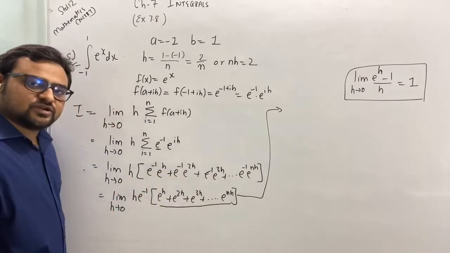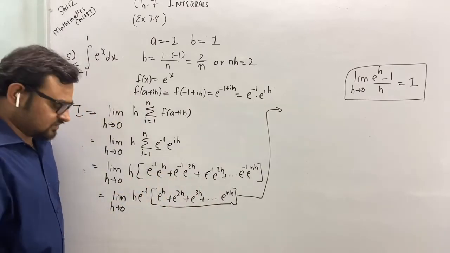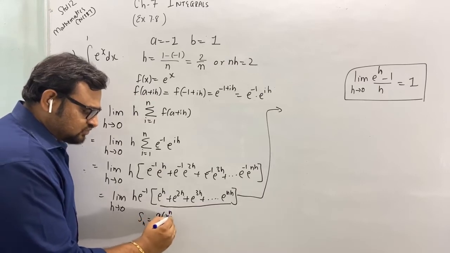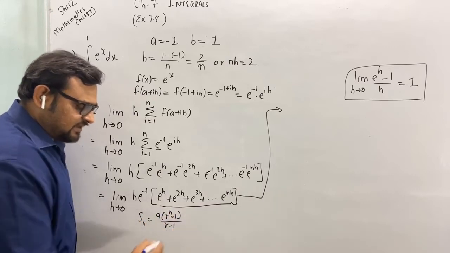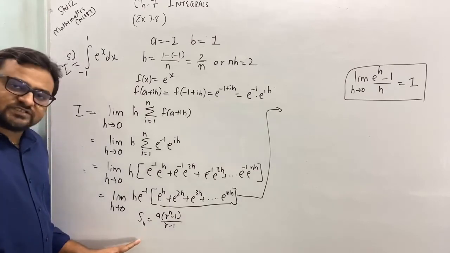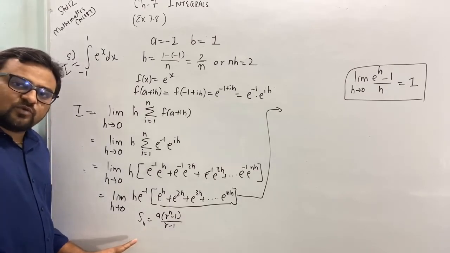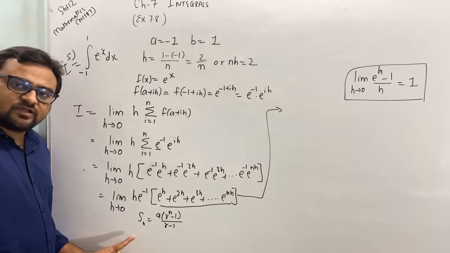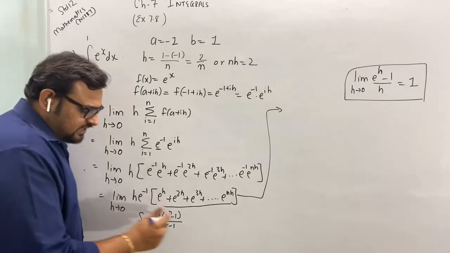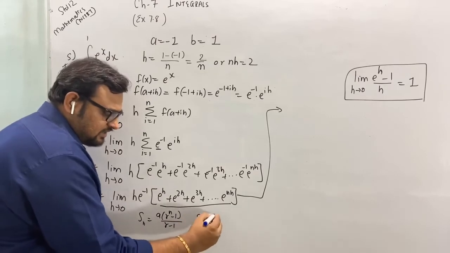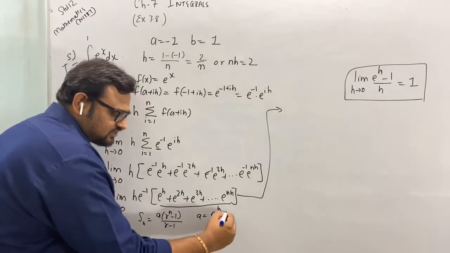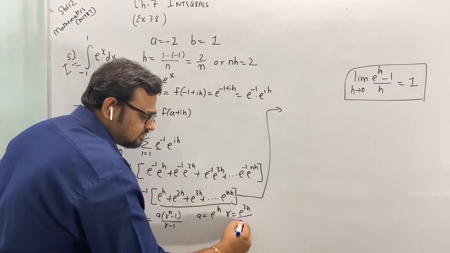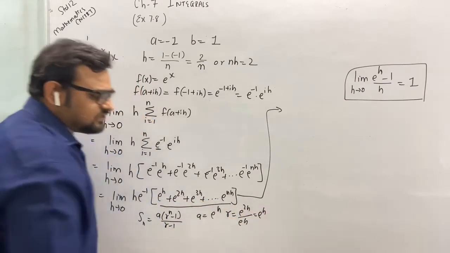This is a geometric progression. The formula for the sum was a (r raised to n minus 1) upon (r minus 1). Right, this is the formula for a series of n numbers in geometric progression. So what is your first term a? e raised to h. What is your ratio? e raised to 2h upon e raised to h, which is also e raised to h.